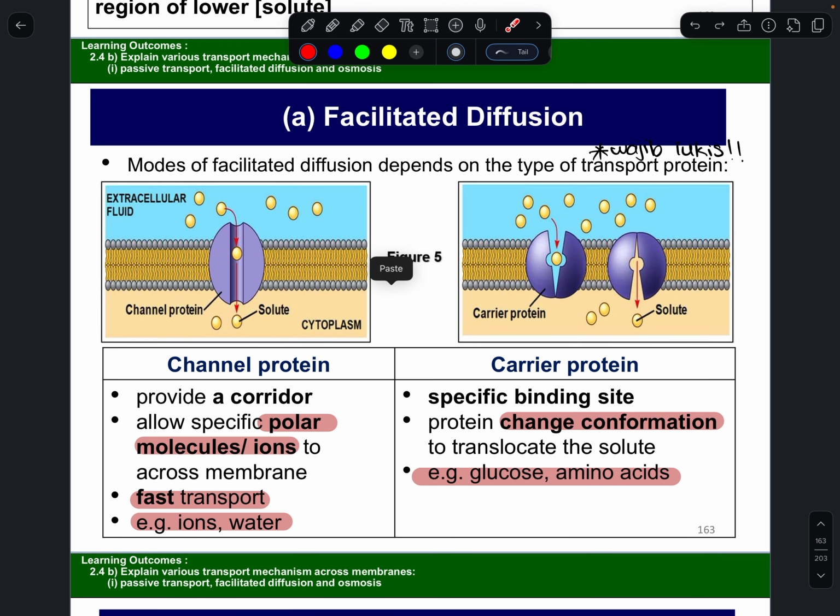Okay, kalau channel dia ada liang, the solute can simply pass through the pore and then go to cytoplasm lah. But this one, dia akan melibatkan perubahan conformation. Conformation bahasa lainnya adalah shape. Tapi jangan guna term ini ya. Kita akan guna change conformation sahaja. Jadi untuk yang ada liang ni, usually kita guna ions ataupun water. But then when it comes to carrier protein, we're gonna use glucose or amino acid.